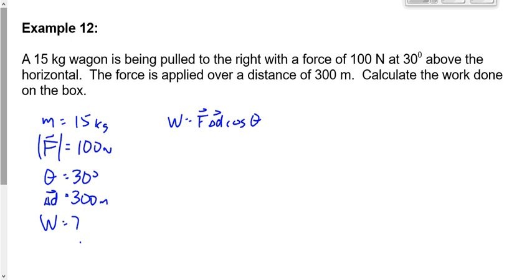Now remember, we're not just putting in a random angle. We're not putting in 30 because 30 is in the question. We're putting in 30 because that is the angle between the force and the displacement. It's the proper angle. F is 100 newtons, displacement is 300 meters, and theta is 30 degrees.